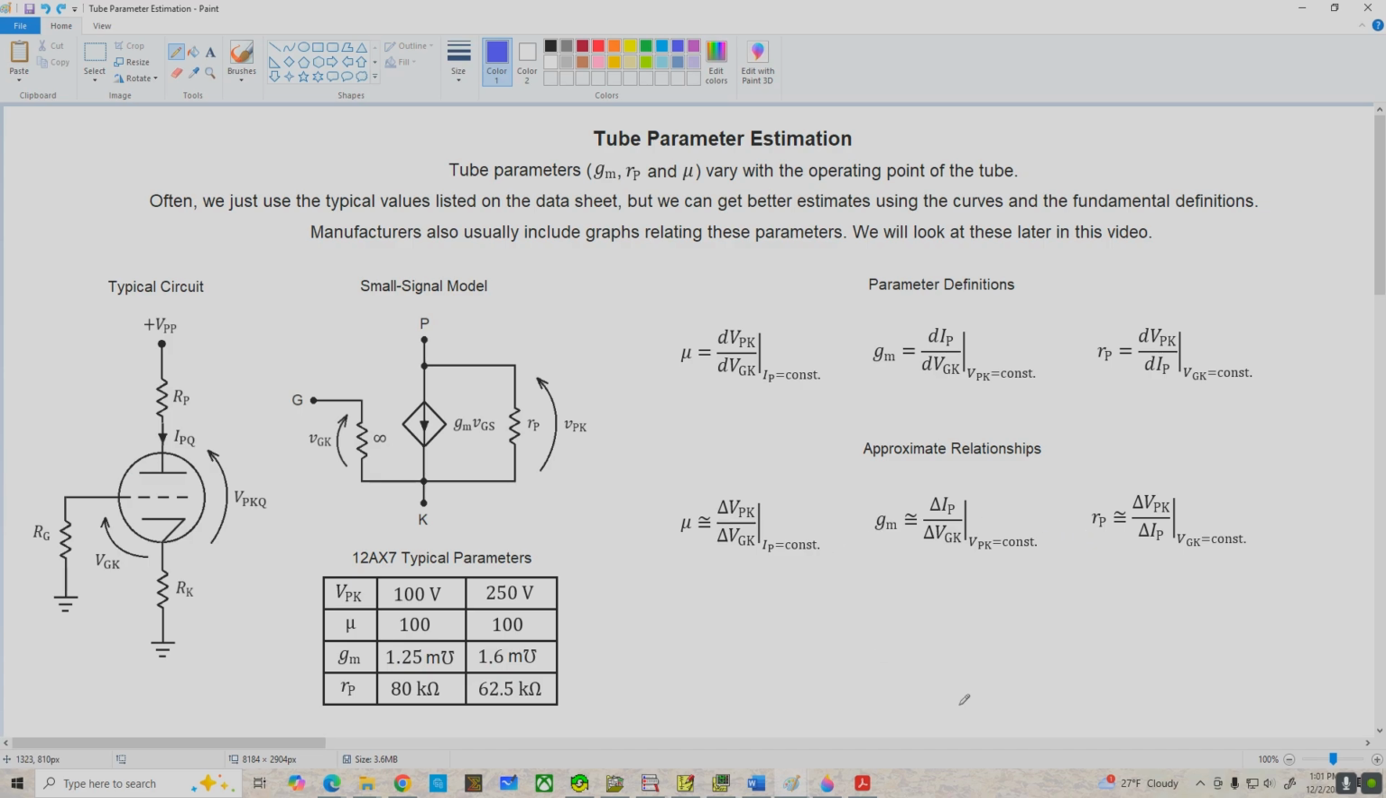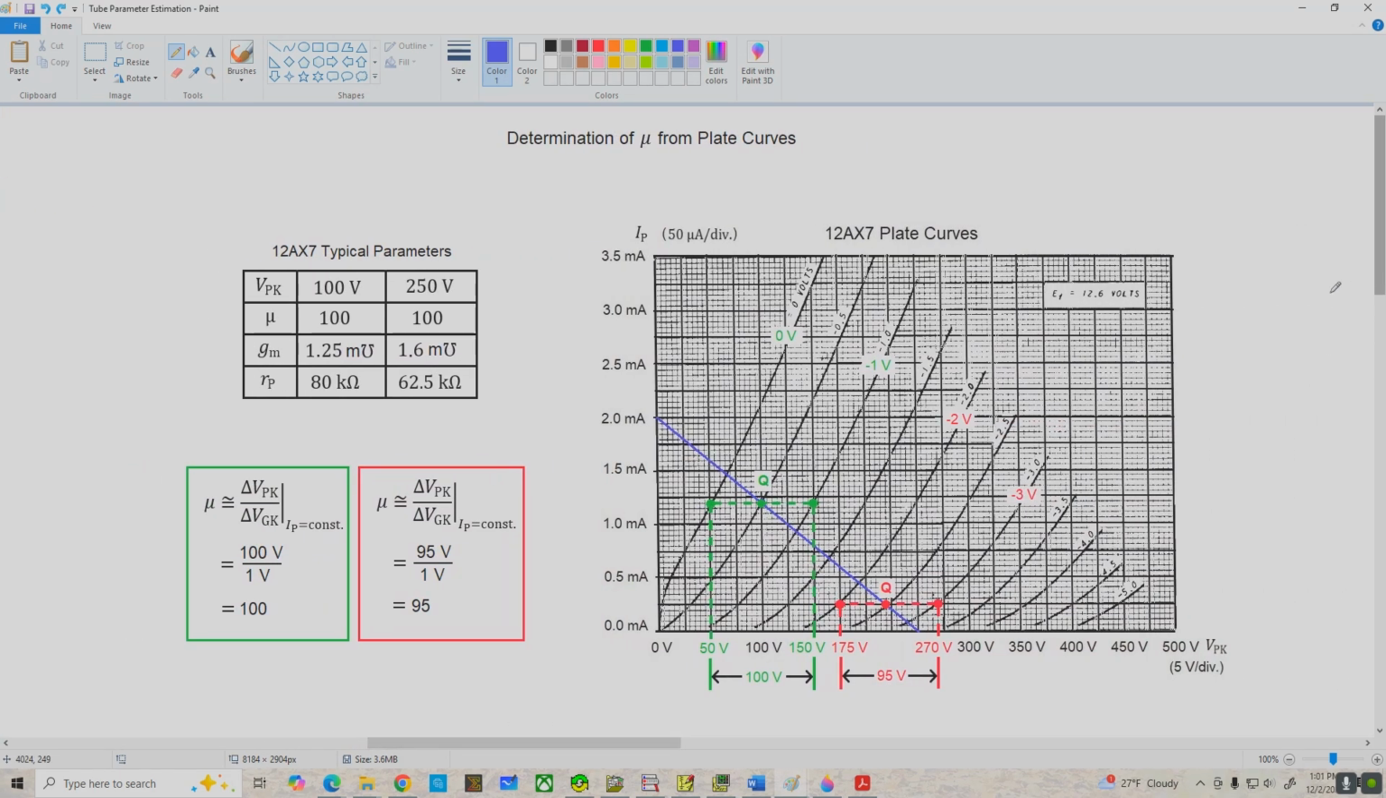So let's go on over to the next page, and we'll start with the curves for a 12AX7, and we're going to determine mu based on two different Q points here. Now, I've located the Q points on just an arbitrary load line. It really doesn't have any significance. And let's start with this green Q point here. It's located with a VPK of about 100 volts and an IPQ of about 1.2 milliamps or so.